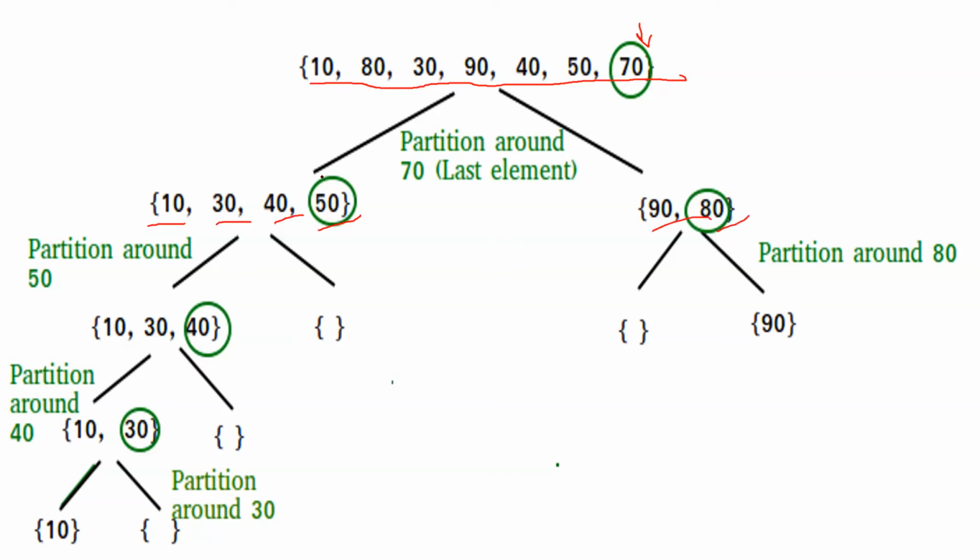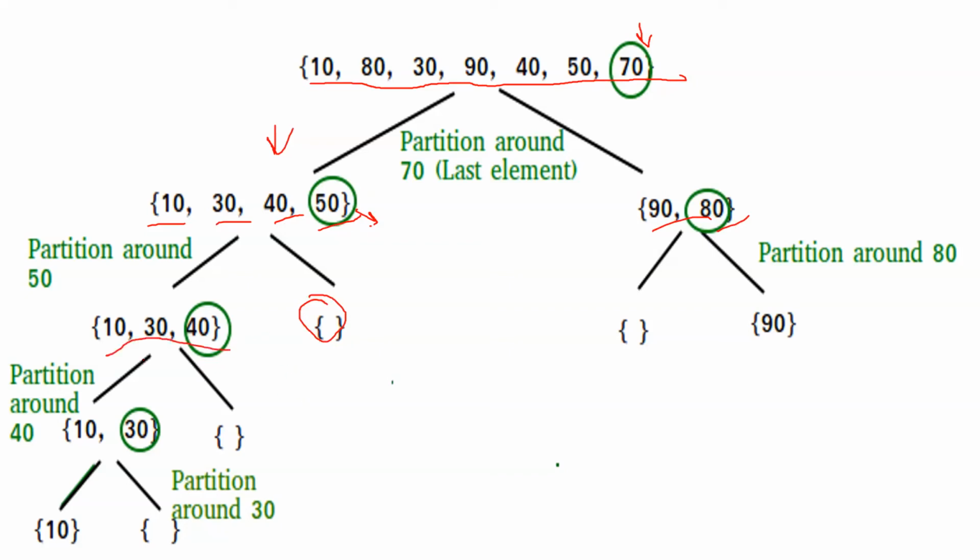Again, in the left hand side we can see that the pivot element, or the last element, is 50, right? So we'll be partitioning around 50. There are no elements greater than 50, so 50 will be the last element, and 10, 30 and 40 are less than 50, so they will come at the left hand side.